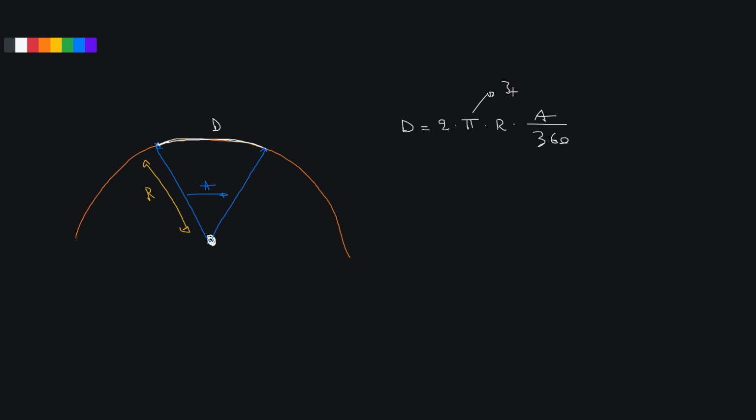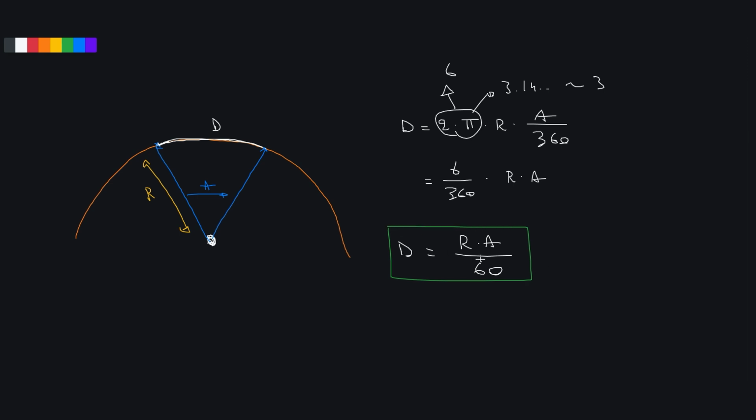Pi is equal to 3.14 and multiple numbers after that, which roughly equals 3. So 2 times pi is basically equal to 2 times 3, which is 6. So that here is equal to 6. So we find ourselves with the distance is equal to 6 divided by 360 times the radius times the angle. And that gives us the distance is equal to the radius times the angle divided by 60. And we will keep that in mind for now.